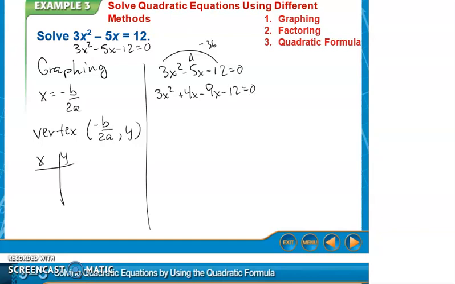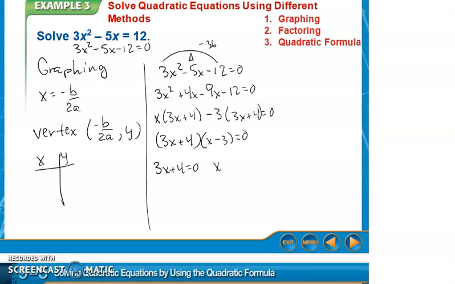Then you do grouping. So grouping would be x times 3x plus 4 minus 3 times 3x plus 4 equals 0. So our two factors are 3x plus 4 times x minus 3 equals 0. So 3x plus 4 equals 0, and x minus 3 equals 0. So x has to equal negative 4/3, and x has to equal 3.